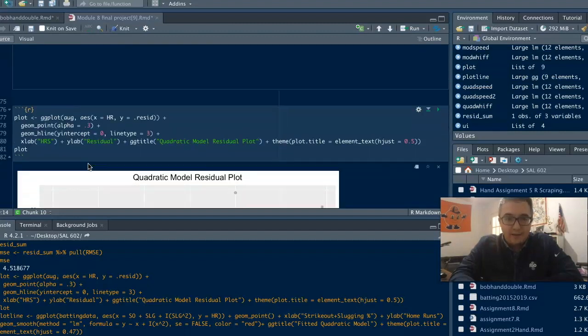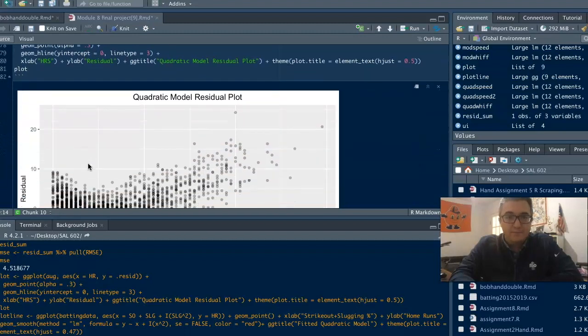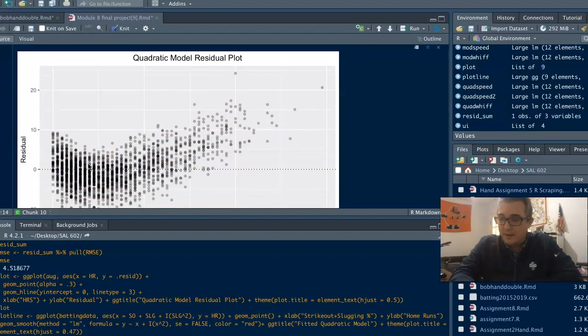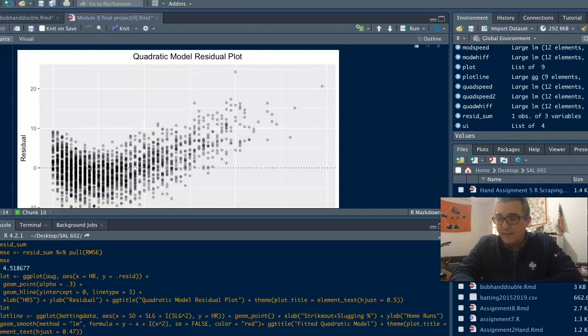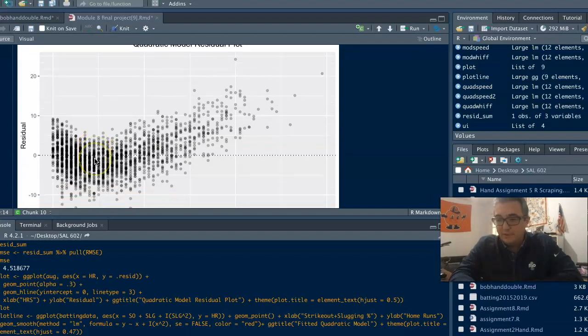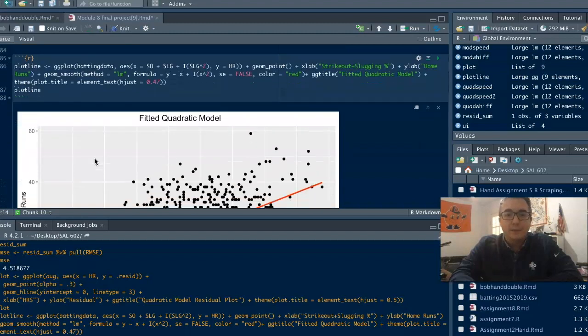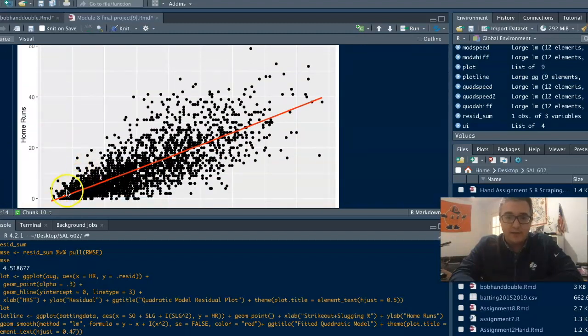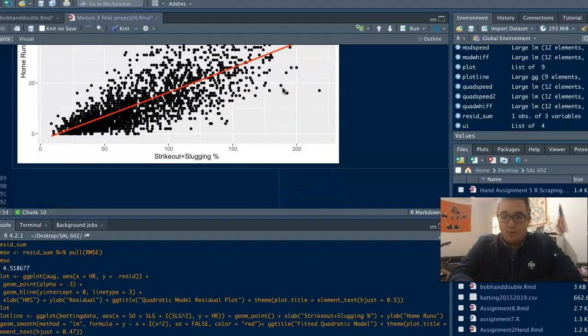And then finally, we did the residual plot of the quadratic model. This time we thought there was less pattern. Then we ran the plot line for the fitted quadratic model here. You can see a nice straight line there. So basically, by checking everything, it looked like we had decreased some of the error in the linear model. So we went with a quadratic model for our project.